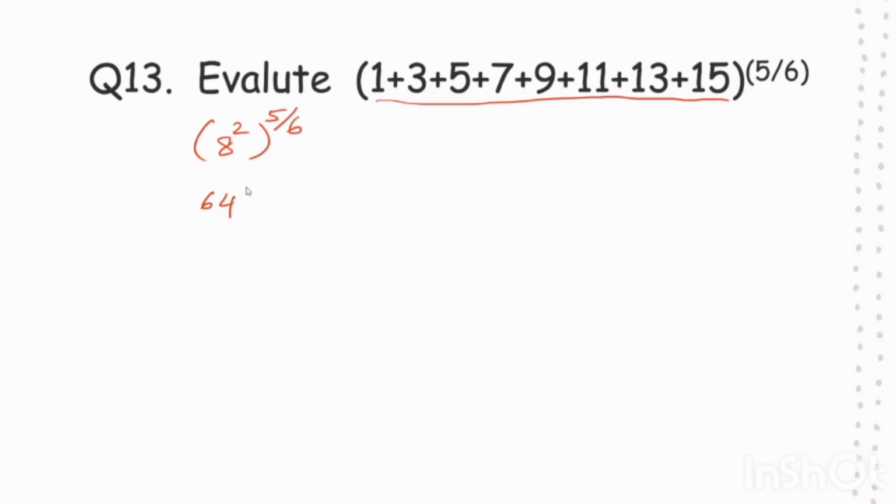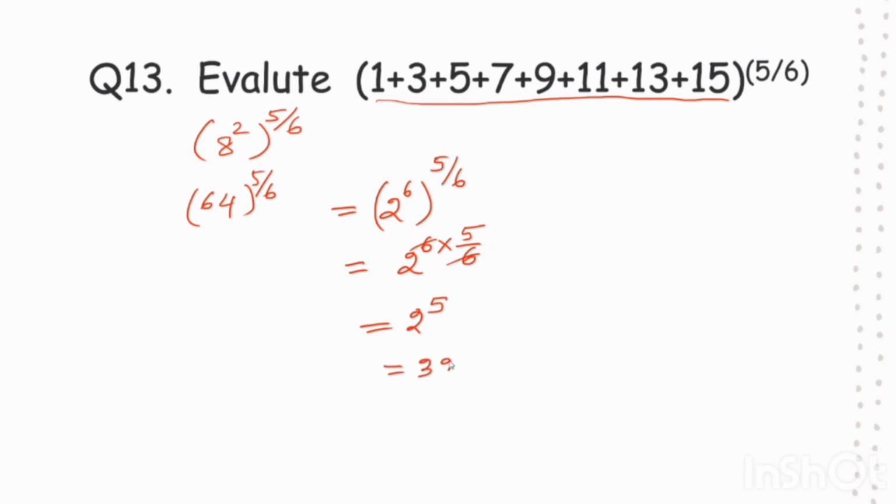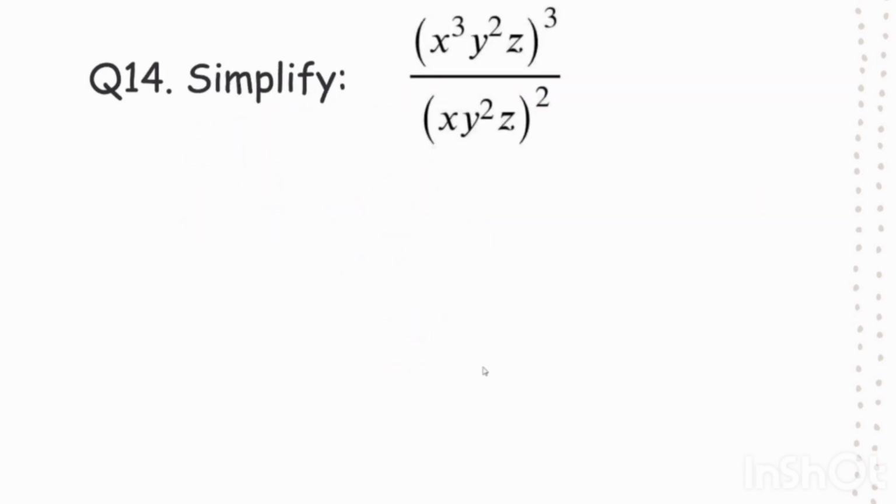Now 64 raised to the power 5 by 6, and 64 is 2 raised to the power 6, raised to the power 5 by 6. Now power of a power means 2 raised to the power 6 into 5 by 6, and now we can cancel 6 and 6, leaving 2 raised to the power 5, which equals 32. This is the answer.